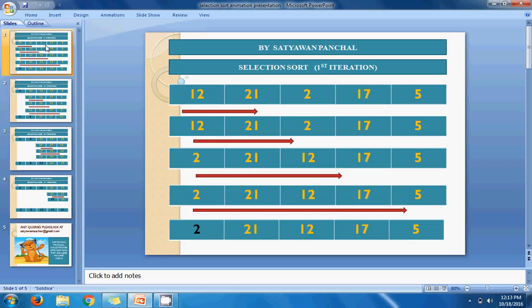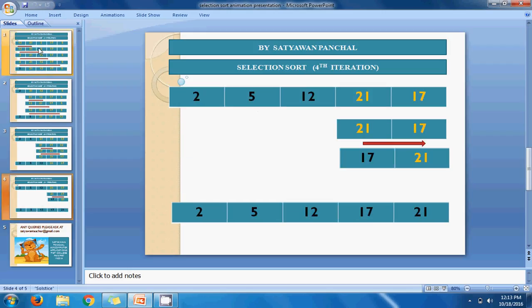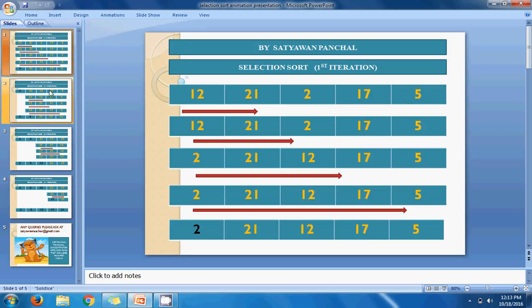Okay, so first of all it is important to tell you that if there are 5 numbers to sort, then the number of iterations that take place is 4. If elements are 5, then iterations are 4. If elements are n, then the number of iterations will be n minus 1. So 1 less than the total number of elements.